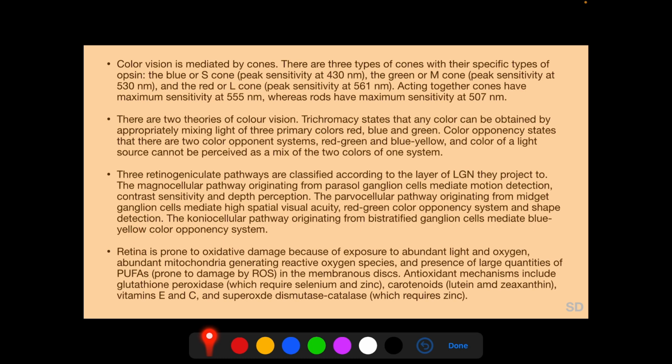Retina is prone to oxidative damage because of exposure to abundant light and oxygen, abundant mitochondria generating reactive oxygen species, and presence of large quantities of polyunsaturated fatty acids in the membranous discs, with these polyunsaturated fatty acids being prone to damage by reactive oxygen species. Antioxidant mechanisms in the retina include glutathione peroxidase, which requires selenium and zinc, carotenoids such as lutein and zeaxanthin, vitamins E and C, and the superoxide dismutase catalase system, which also requires zinc.